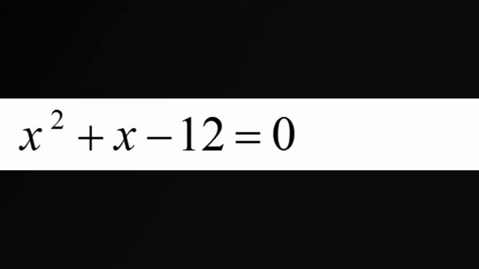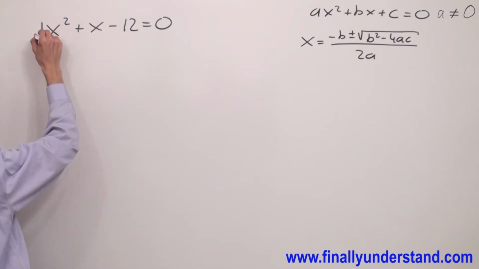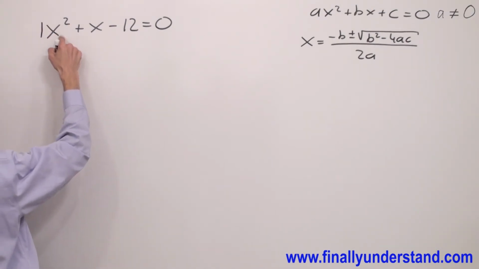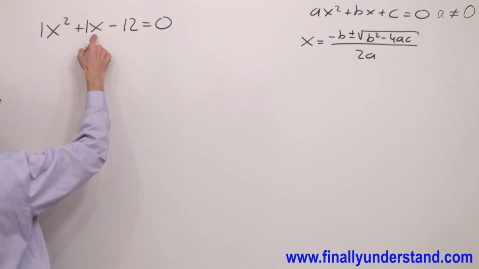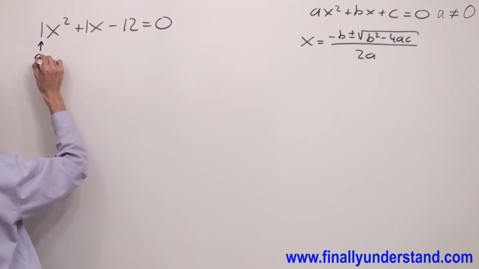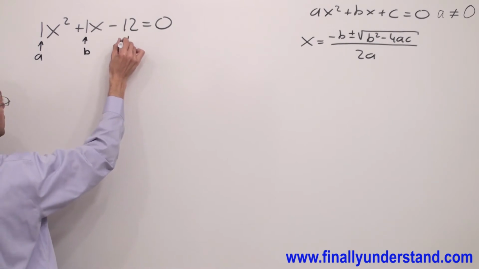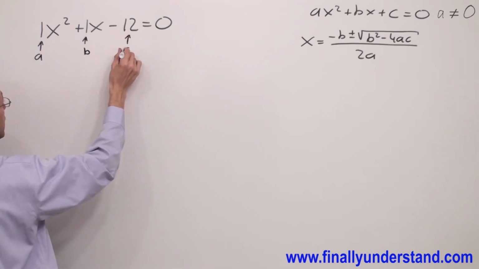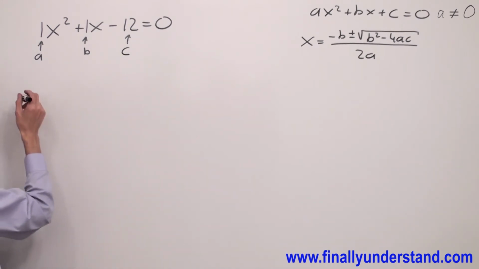We have another example on the board. First, please notice that we have an invisible 1 next to x squared, okay, and an invisible 1 next to x. So this one is called A, this one is called B, and negative 12 is my C. Next, write down the quadratic formula.